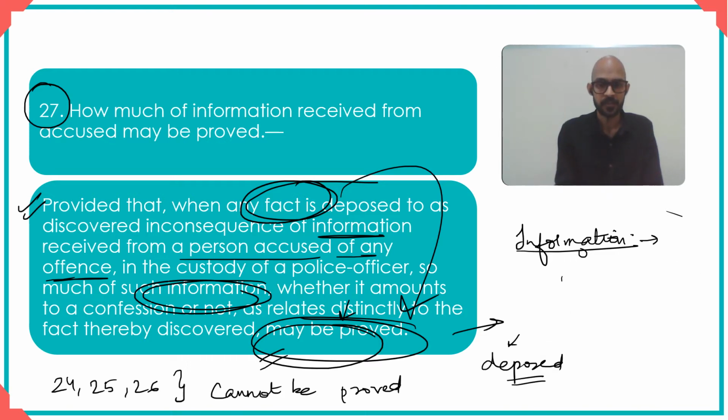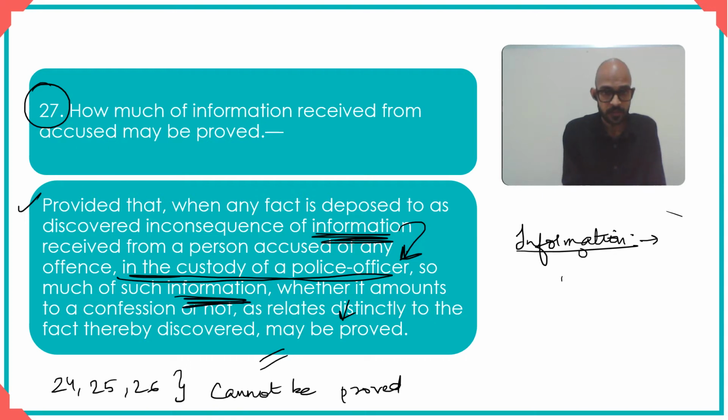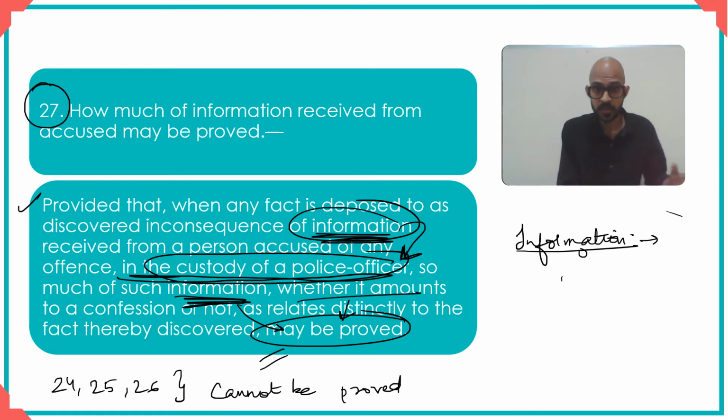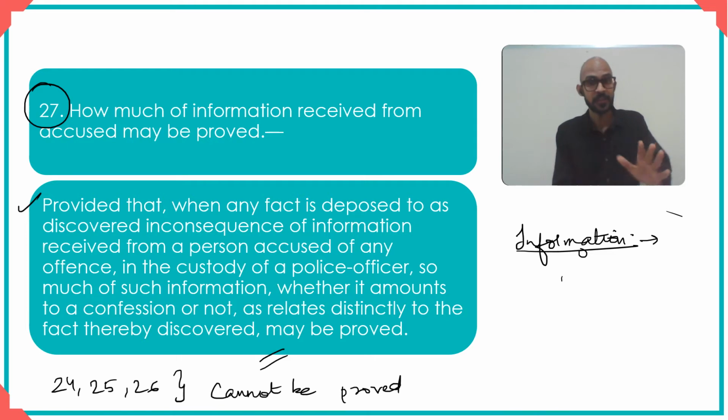So what you basically get from here is that there is a certain kind of information that has been given in the custody of the police officer, and then such information may be proved. We saw in section 26 that information given in the custody of a police officer cannot be proved. However, the proviso, section 27, is broadly talking about information which is given in the custody of the police officer, whether it amounts to a confession or not, which means even if it is a confession, it still may be proved. Therefore, you can say that section 27 definitely is acting as a proviso.